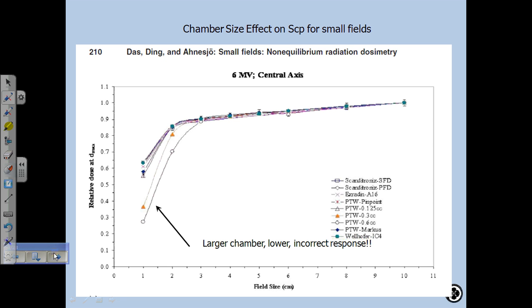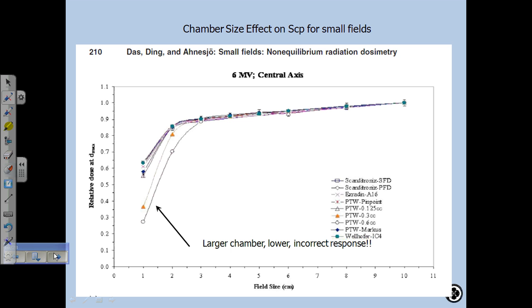here's some data that a group measured, and there's the reference up there. They used a lot of chambers and measured output factors for different chambers to look at the response of the chamber to varying field size. This is for 6 MV, on the central axis. And look at this circle right here. The circle data points are the PTW 0.6 cc, the one I was just talking about.